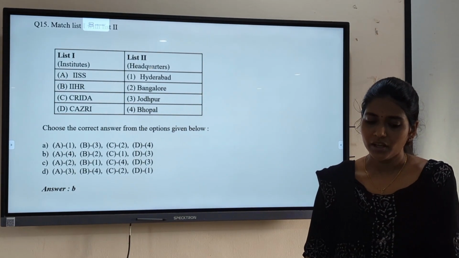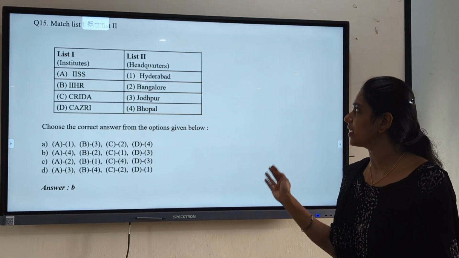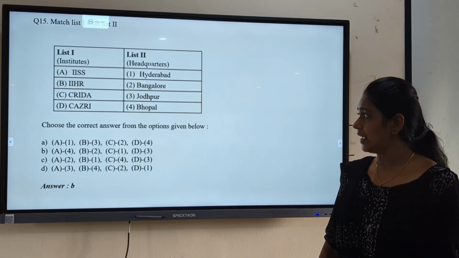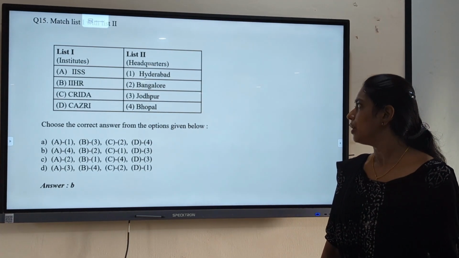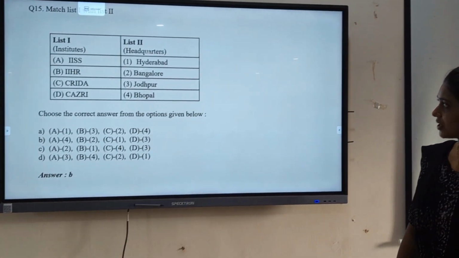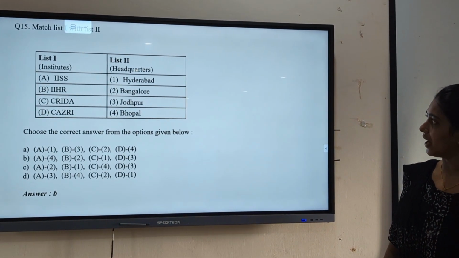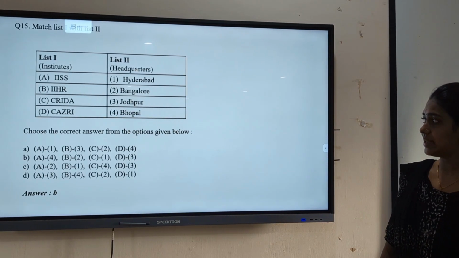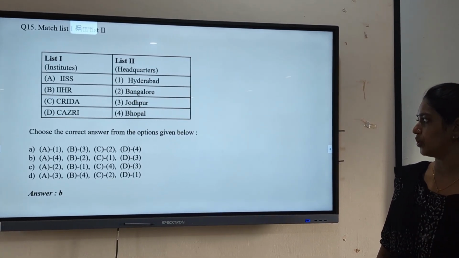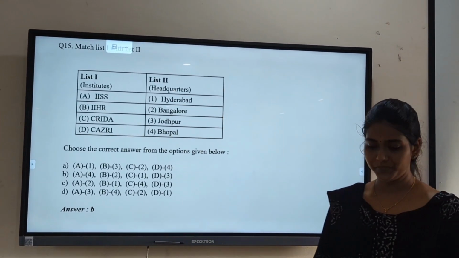Now the next question. This is a match-the-following type question. Institutes are given and we have to correctly match them with the headquarters where they are present. The first institute is IISS, that is Indian Institute of Soil Science. Many of you may know it is situated in Bhopal. The Indian Institute of Horticultural Research is in Bangalore, the Central Research Institute for Dryland Agriculture is in Hyderabad, and CAZRI, the Central Arid Zone Research Institute, is in Jodhpur. So when you match this correctly, the option will come as option B.